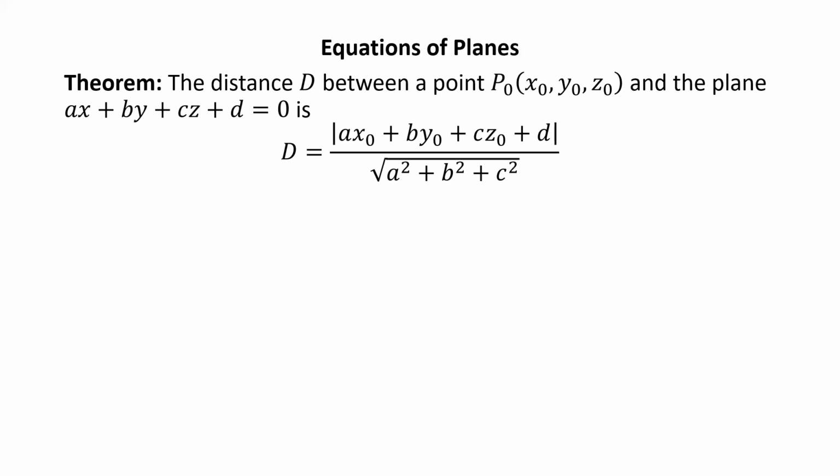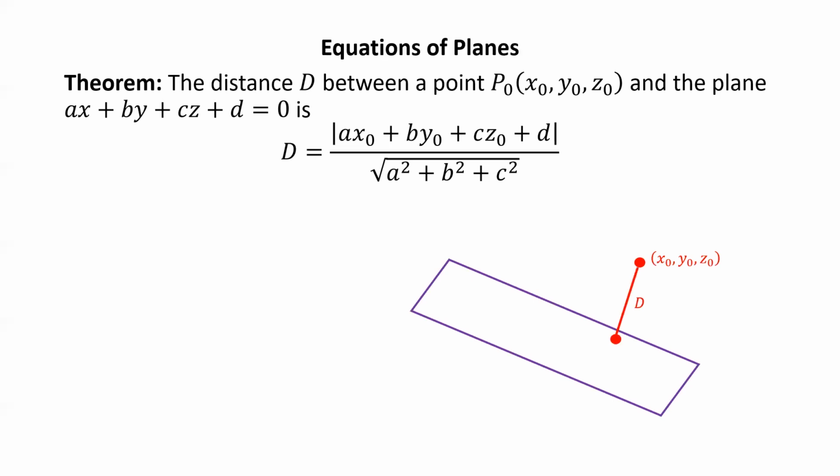If you wish to skip that and go right to the examples, feel free. If you'd like to see the derivation, I will do that now. Let's start with an arbitrary plane and a point x0, y0, z0. The distance we're looking for is the perpendicular distance from the point to the plane, shown in red here.